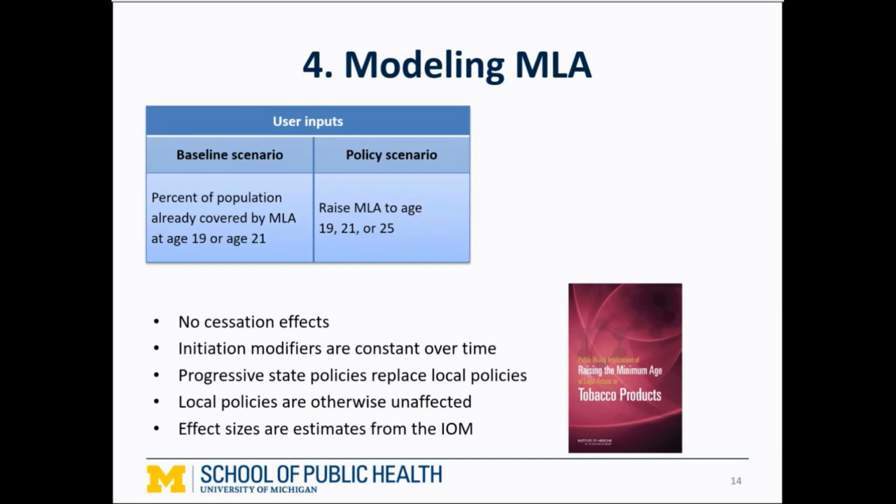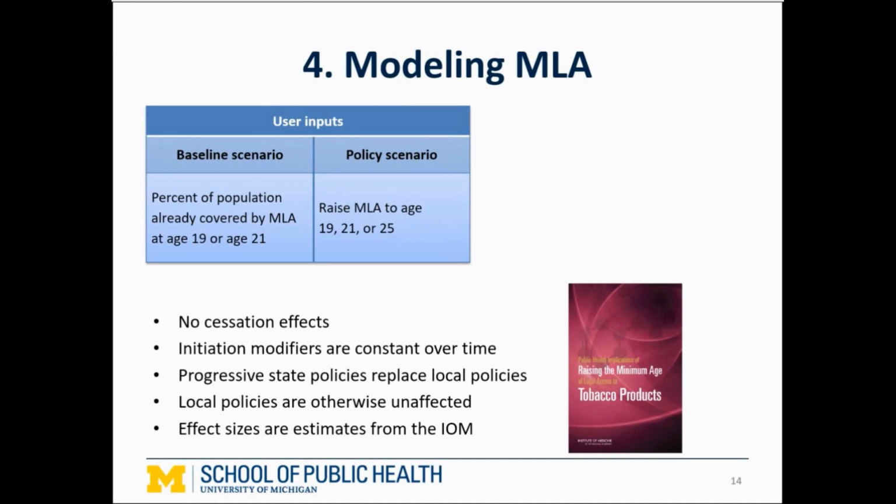So if a locality has an existing policy where the minimum age is 19, then when the state decides to raise their minimum age to 21, that will have an impact on that locality. Because this is a newer intervention, there's less real-world evidence on the impact of raising the MLA, so we use the estimated effect sizes that were developed by the IOM committee.